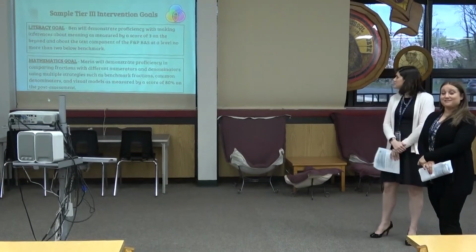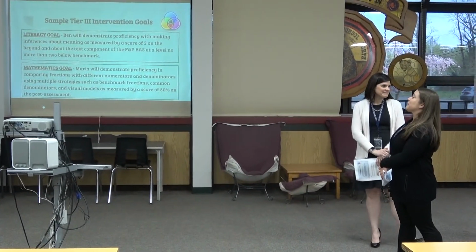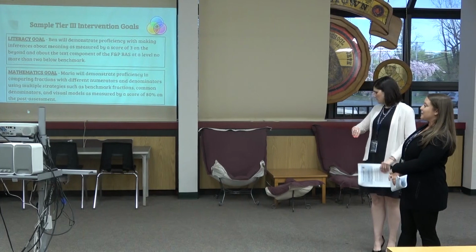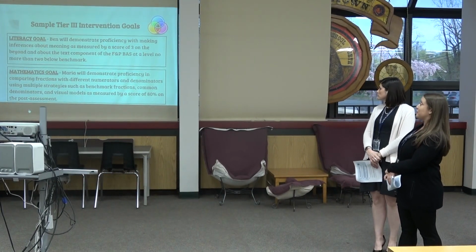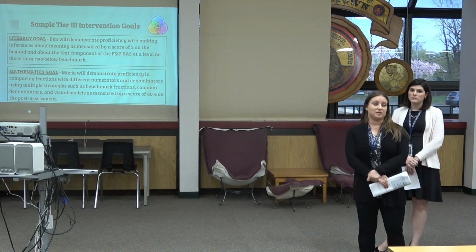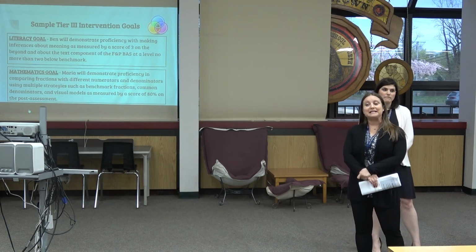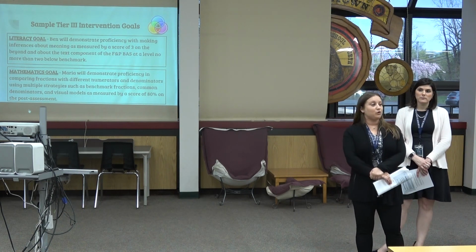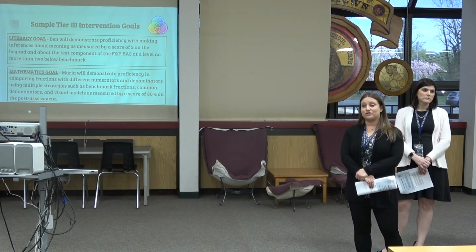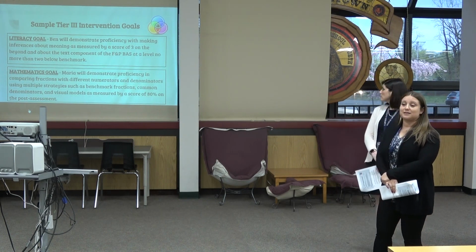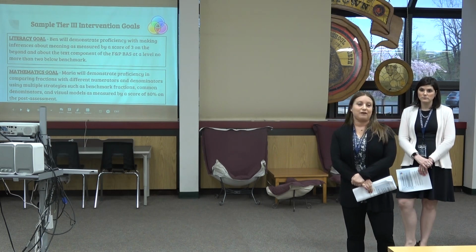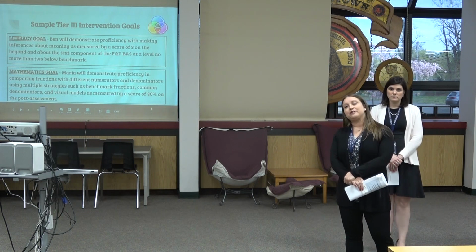So this is Ben in literacy, and we want him to demonstrate proficiency with making inferences about meaning as measured by a score of a 3 on the Beyond and about the text component of the F&P benchmark assessment at a level no more than 2 levels below benchmark. So that's where Tier 3 comes in with the no more than 2 levels below. Once again, we're not looking for the goal to be on benchmark. We're just looking to close the gap and to really focus on the component that he's struggling with. And in this case, it is that higher level comprehension of beyond and about the text with making inferences. So why characters behave the way they do, why they feel the way they do.